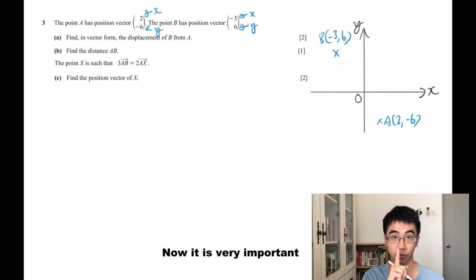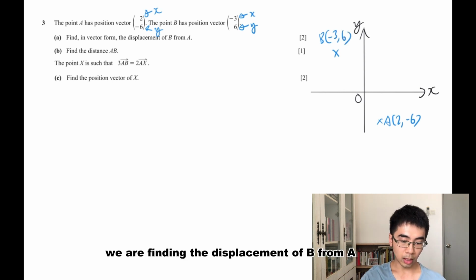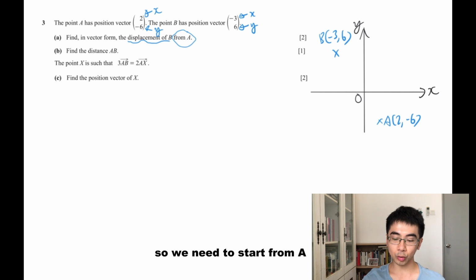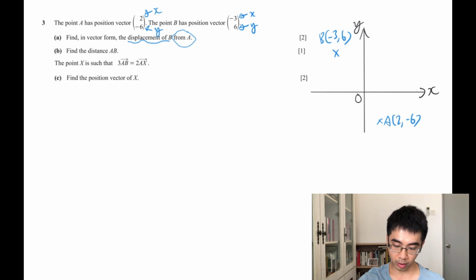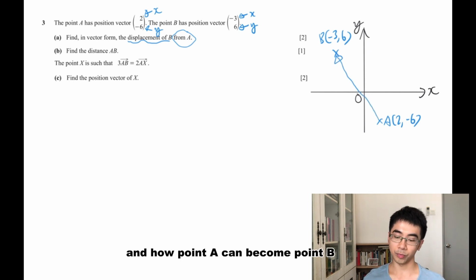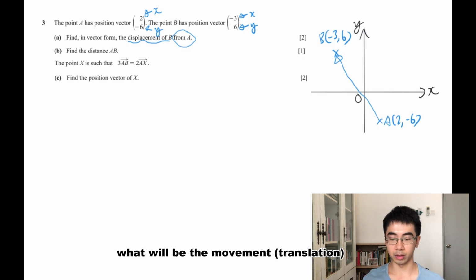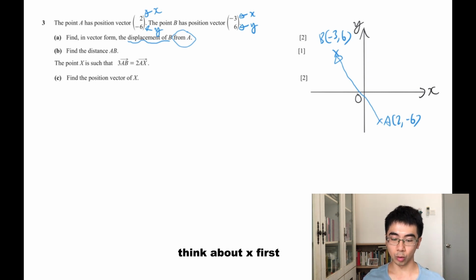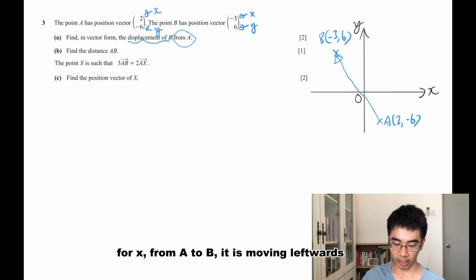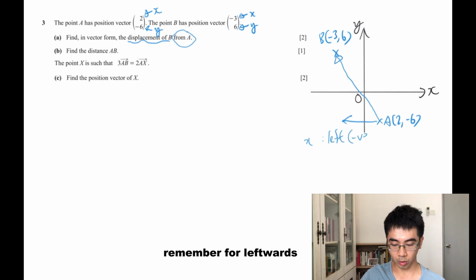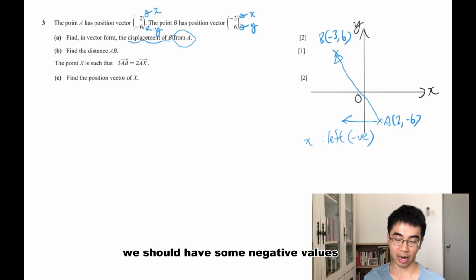Okay, so this is very important. Right? This term is finding the displacement of B from A. Alright, so we need to start from A and then think about it, how it can become B. Alright, so what's the movement or the translation? So think about the x first. For the x, from A to B is moving leftward. Remember, for leftward, we should be having some negative values.